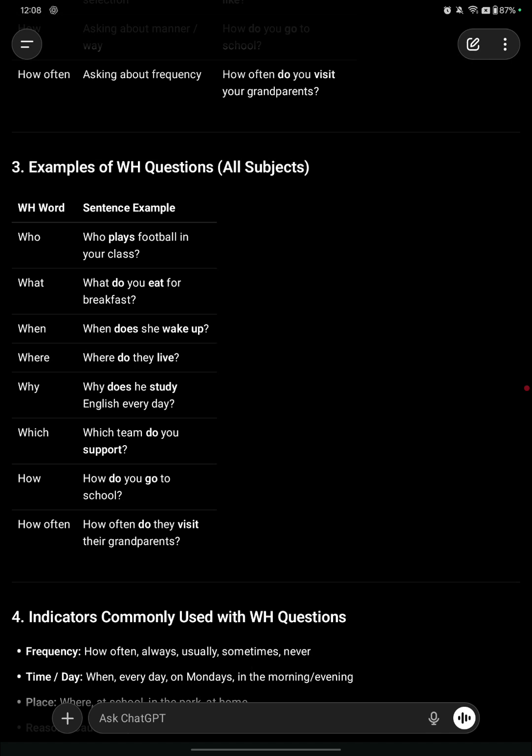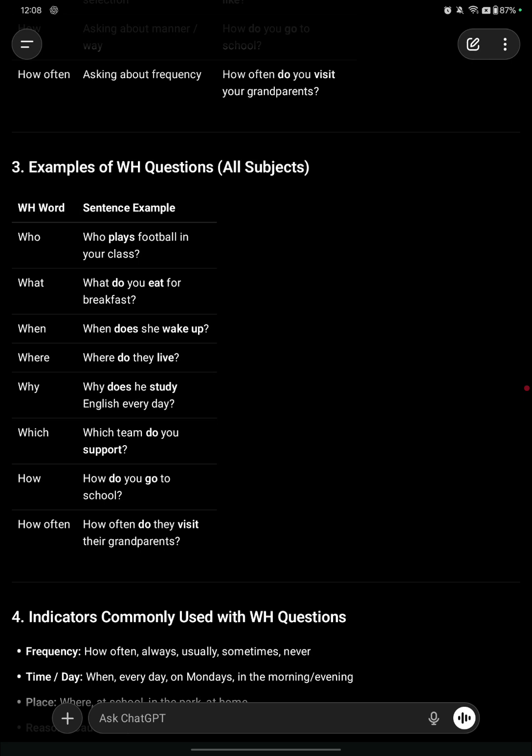Who? Who plays football in your class? What do you eat for breakfast? When? When does she wake up? Where? Where do they live? Why? Why does he study English every day? Which? Which team do you support? How? How do you go to school? How often? How often do they visit their grandparents?